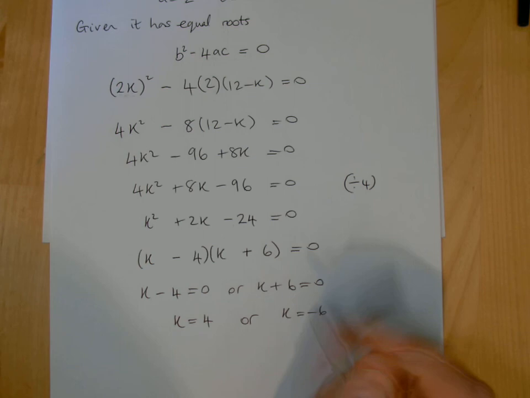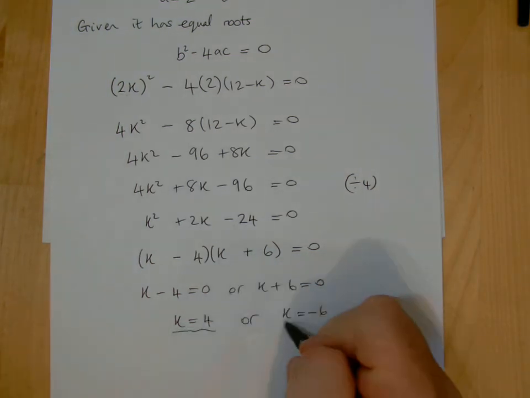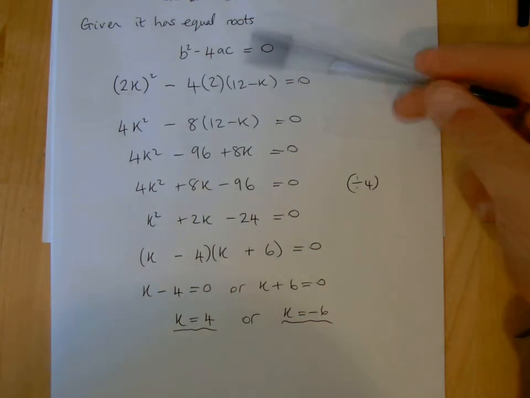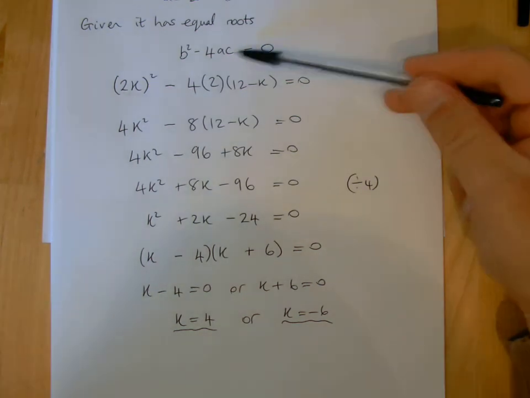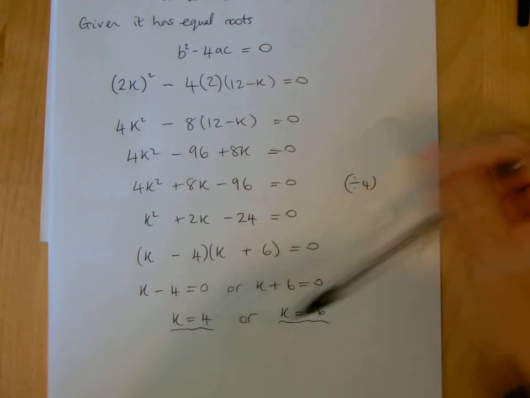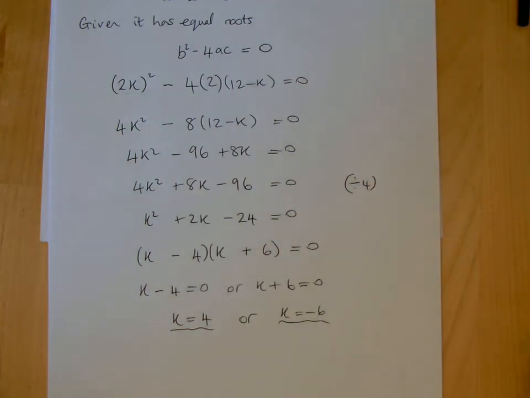So as the question stated, it said find the possible values of k. There's not going to be a range of values in this case, because the fact that it's got equal roots means the discriminant was equal to 0, and we've got our possible values here. There are two possible values: k is 4 or k is minus 6.